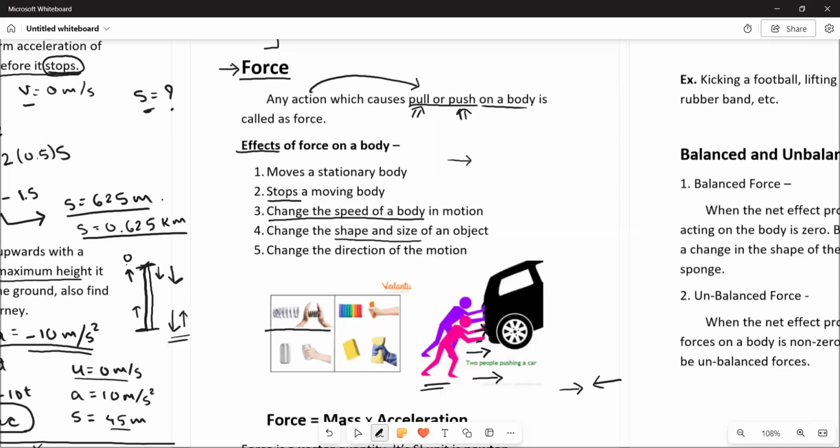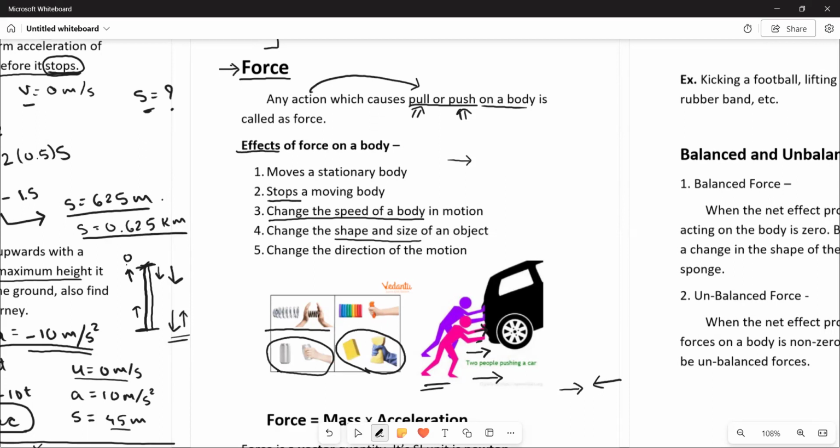See, these two arms are trying to press this spring, and the shape and size of the spring will change. See, there is also a sponge which is being pressed with the hands, because of which there is a change in its shape and size. See, there is also a can. When the can is pressed, it will change its shape. So force can also change the shape and size of an object.